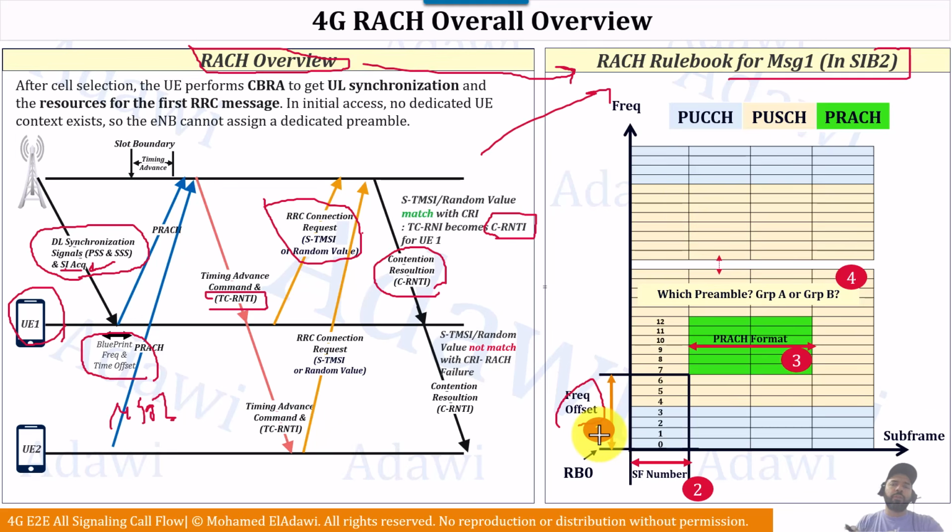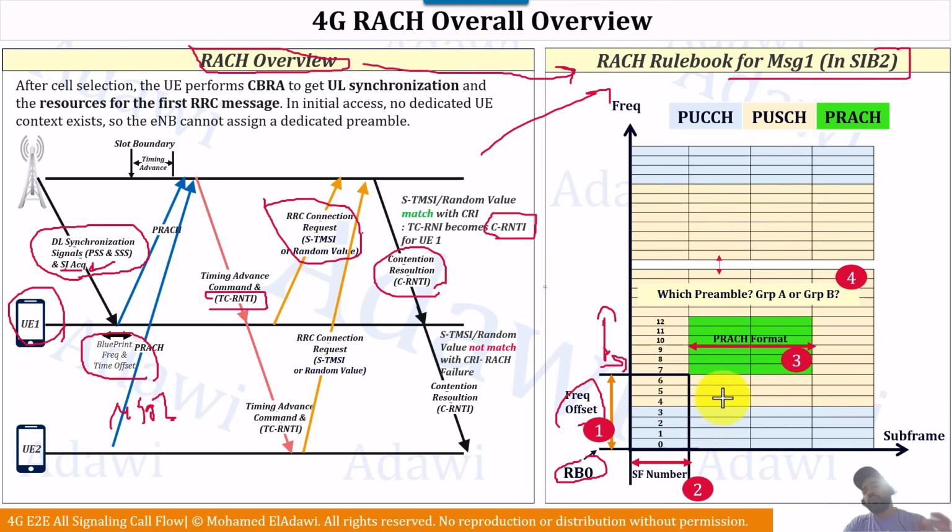So one of the first parameters is called frequency offset. You will find that this frequency offset has a range from 0 to 94. For example, within SIB2 it tells him 7. This means the PRACH can be sent starting at resource block number 7. And usually the RACH is fixed at 6 resource blocks, so now he knows he will be starting from RB7 till RB12, because the RACH total number of resource blocks equals 6.